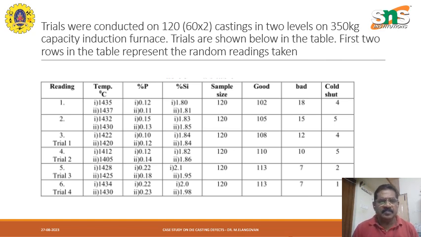Okay, the random readings have been taken, and then they went on for trial 1, 2, 3, 4. They have taken the temperature, the percentage of phosphorus, then the percentage of silicon, then sample size, how many were good and how many were bad, and how many had cold shut. Now this was collected as an experiment, and then the study went.